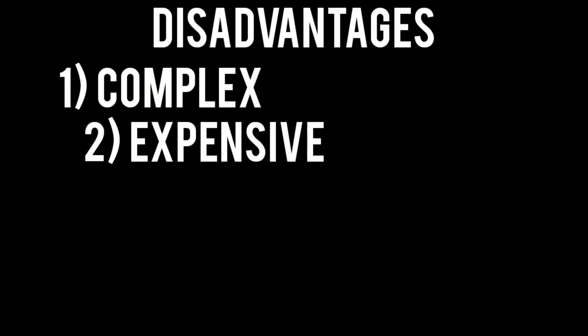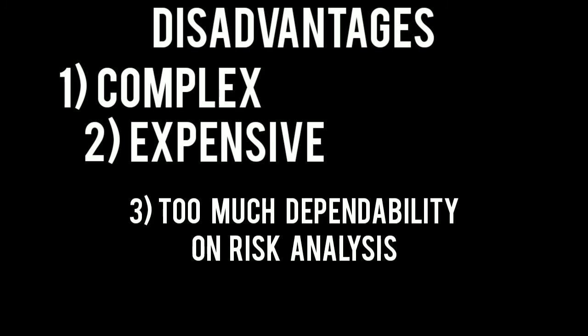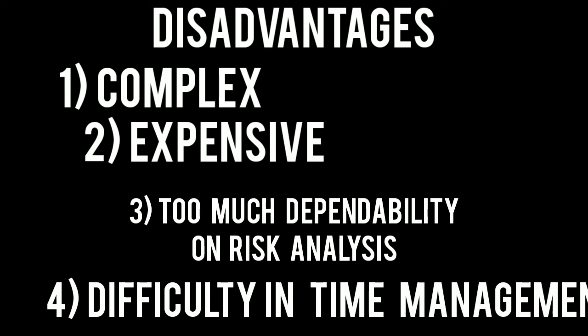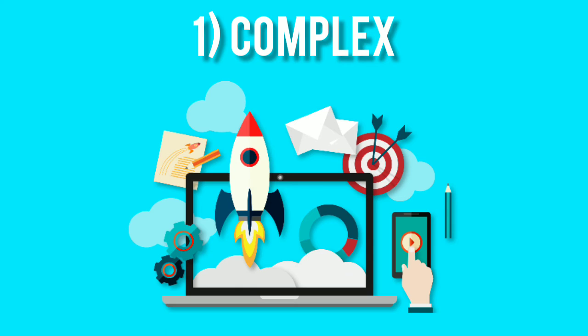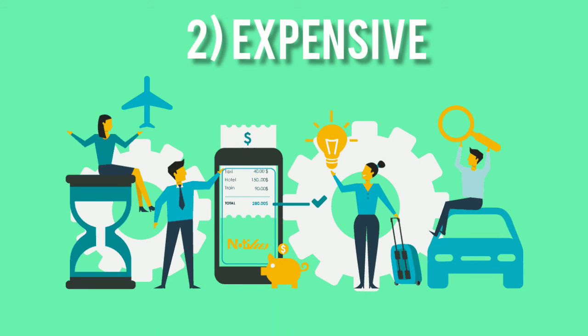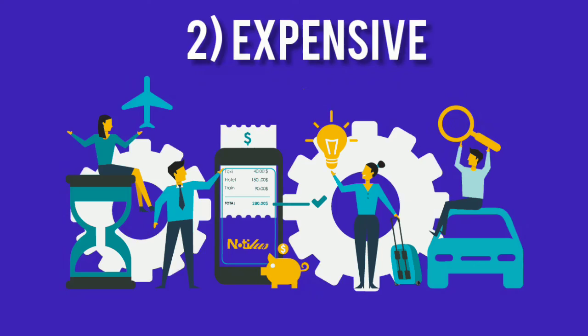Now coming on to the disadvantages of the spiral model. First, it is complex. Second, it's expensive. Third, too much dependability on risk analysis. And fourth is difficulty in time management. Complex: the spiral model is much more complex than other SDLC models we see. Expensive because it is not suitable for small projects. It requires a high labor cost.